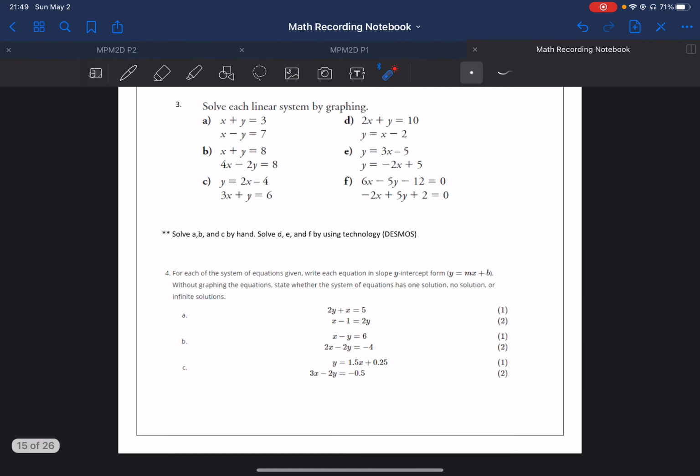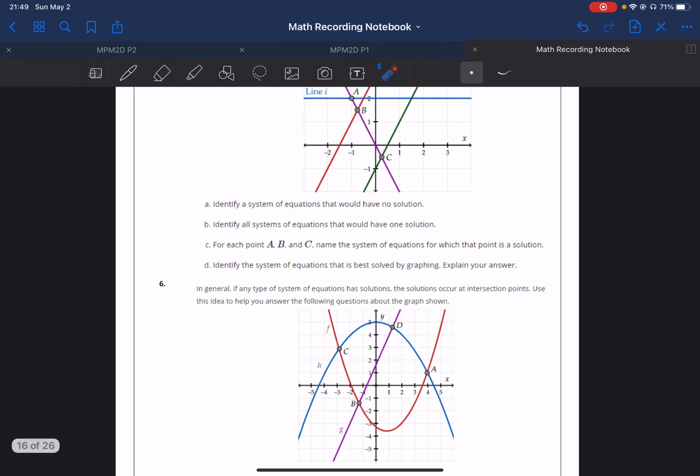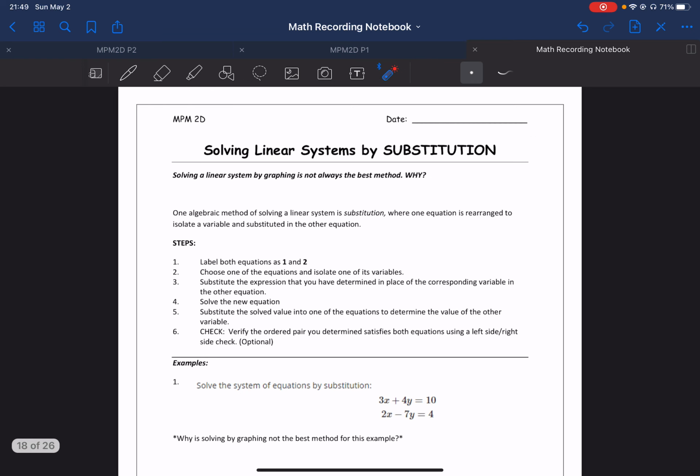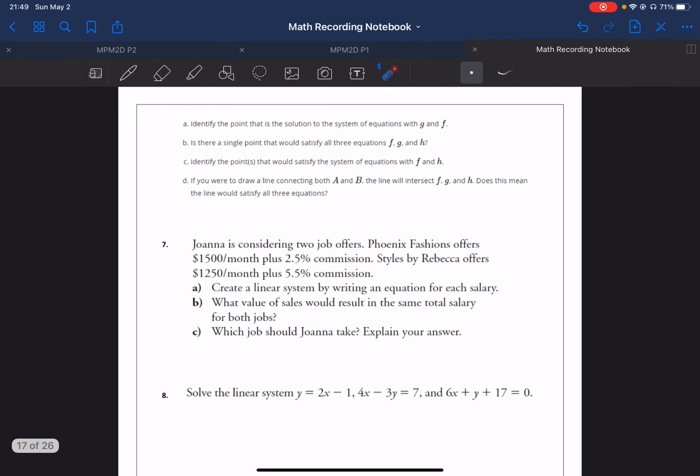Okay, so this is your assigned work you need to be working on. It's a couple pages. Try it out. And then next day, we're going to be looking at substitution. This is another way of solving linear equations.